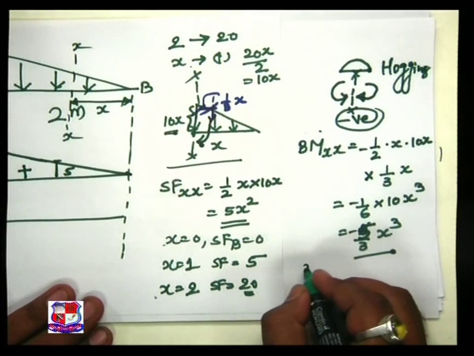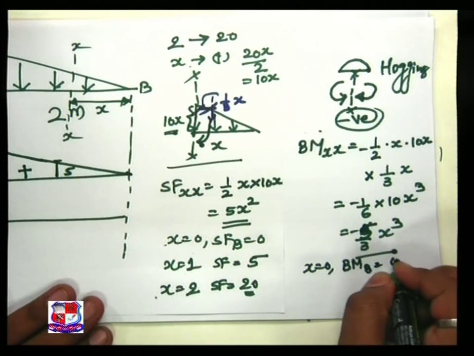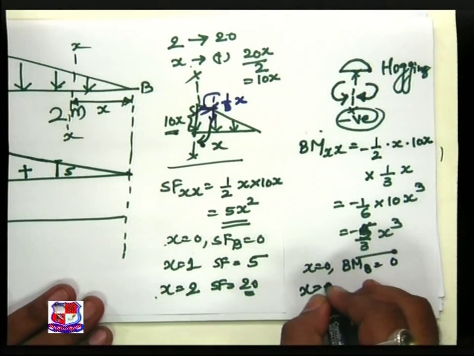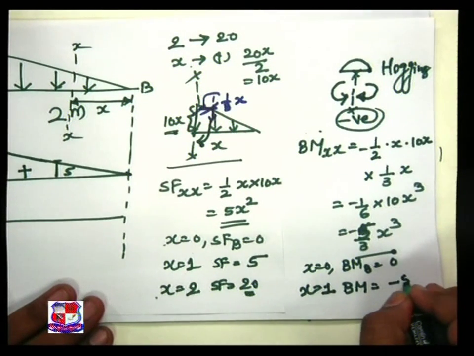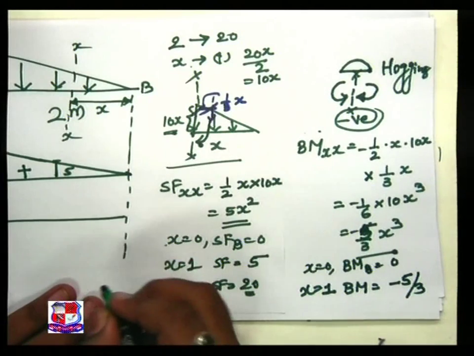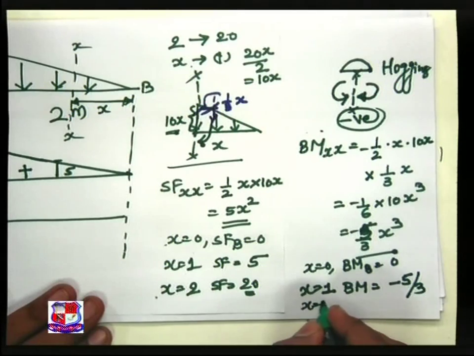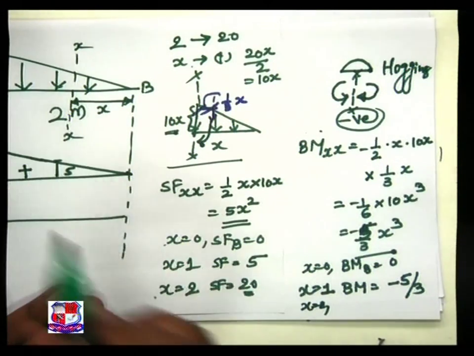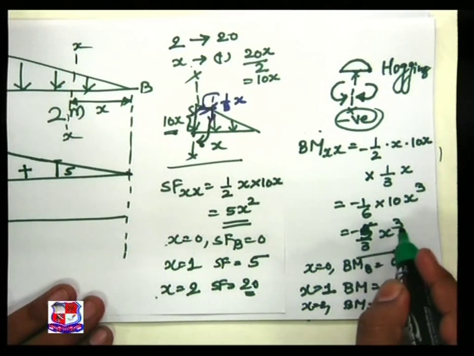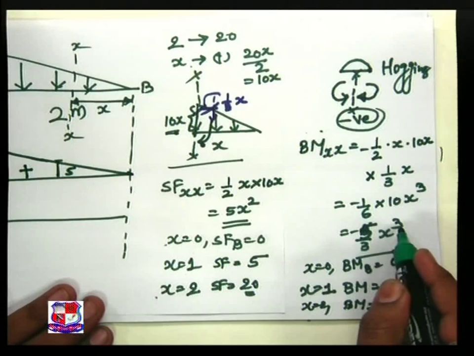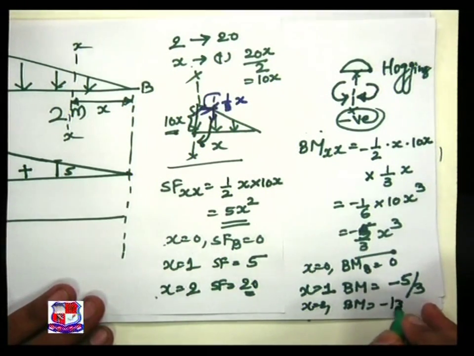If we put x is equal to 0, bending moment at B is equal to 0. And if we take x is equal to 1, we achieve bending moment at center is minus 5/3. And if we take x is equal to 2, that is at support side, we achieve bending moment of 2 cube, 8 into 5, 40/3, minus 13.33.